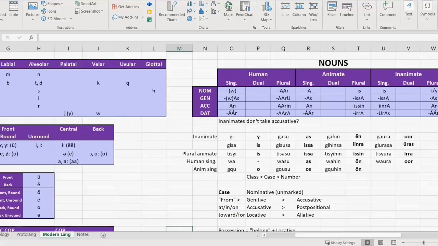But in the next episode, it looks like we might finally get around to actually creating some words and some test sentences. Yes, it's the moment you've been waiting for. It only took me about 14 months, but we're finally going to get our first word.